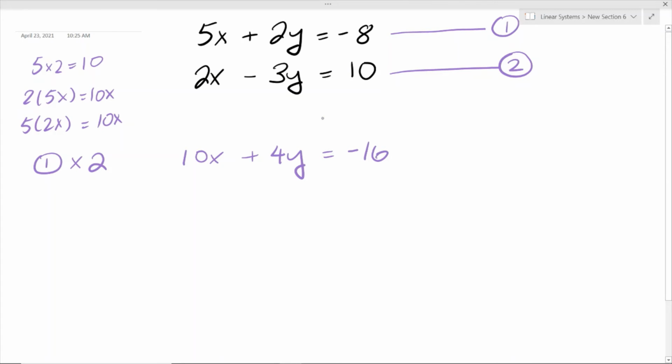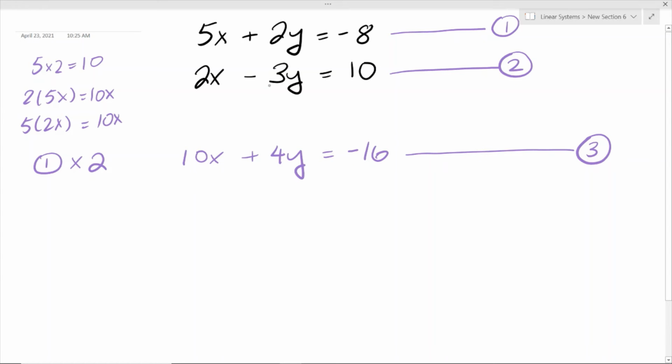So that's basically the same as multiplying each side by 2, because we would ultimately need to apply the distributive property to each of these terms. So it's the same as multiplying each term by 2. Now that we have done it for equation 1, this new equation we can call equation 3.